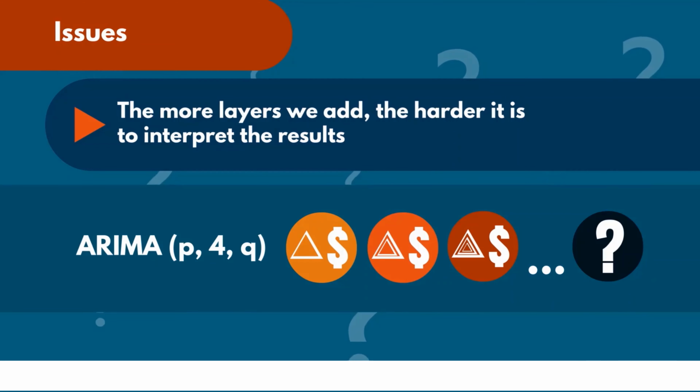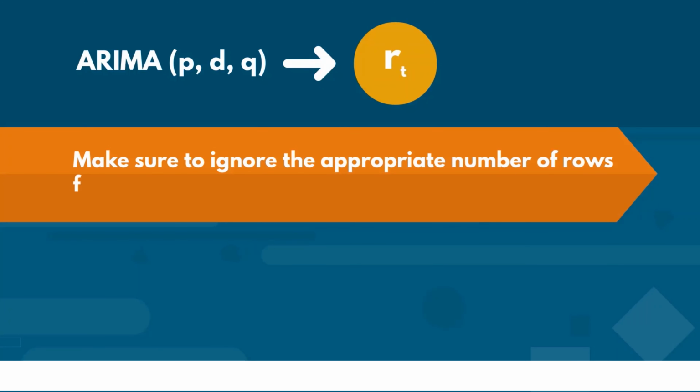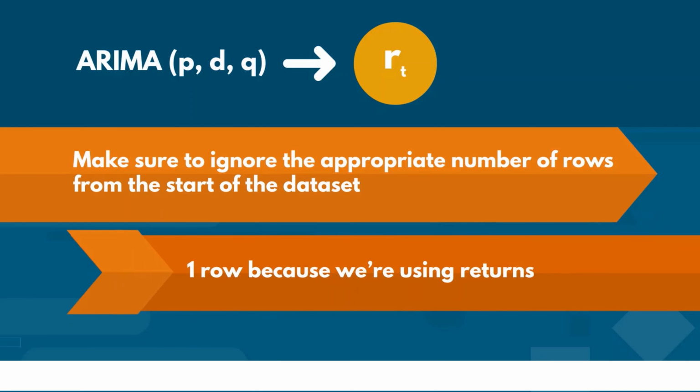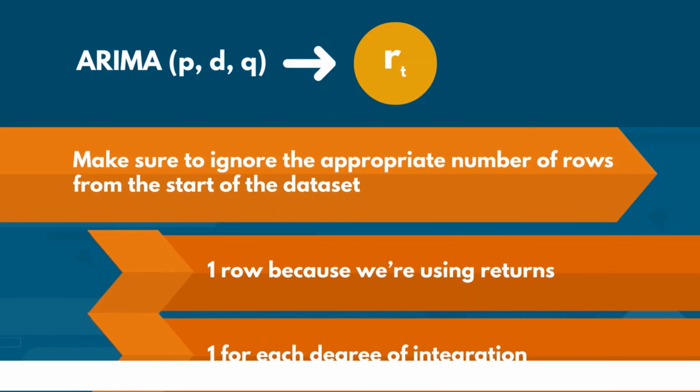Just like in the last lecture, you can practice finding the best ARIMA model for returns. Make sure to ignore the appropriate number of rows from the start of the dataset. If you're having some trouble determining this, just remember that you need to skip one row because we're using the returns and then an additional one for each degree of integration. However, be mindful that in practice, you'll never need to rely on an integrated model to estimate stationary data.